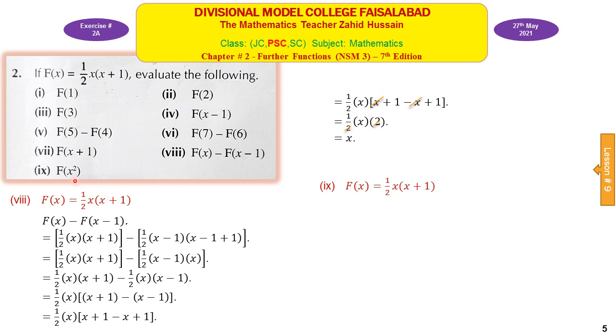Its ninth part is simple. You just have to replace x with x square to find the value of f of x square. Replace this x with x square, replace this x with x square. So you get a new function which is 1 over 2 x square into x square plus 1.